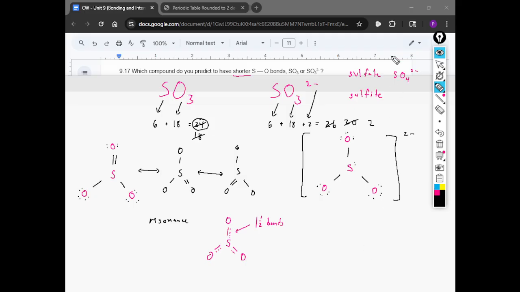Okay, so when you're looking up these Lewis structures, just make sure you're very careful. Am I looking at the ion version or am I looking at one with no charge on it? Because it will make a difference in their structures.